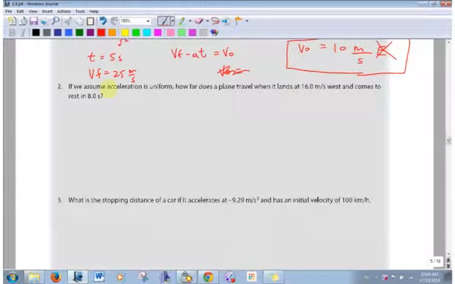Second one. If we assume acceleration is uniform, well, like I said, that's the only acceleration you guys are going to get. Even if you go to university and do a physics degree, that's the only acceleration you're going to get. Uniform acceleration, so it's kind of redundant. How far, what's it asking me? Let's keep reading. How far does a plane travel when it lands at 16 meters a second west and comes to rest in 8 seconds? What am I getting asked? What is how far?